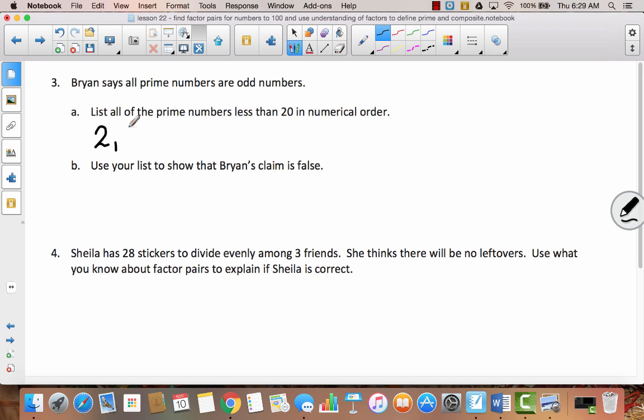What about 3? The only thing that equals 3 would be 1 times 3, right? What about 4? No, because 4 times 1 and 2 times 2. What about 5? Yes, 5 would be prime. What about 6? No, because 2 times 3 equals 6. I want you to keep going and think of all the prime numbers that you can between 20, and then let's come back and see if we have the same list.